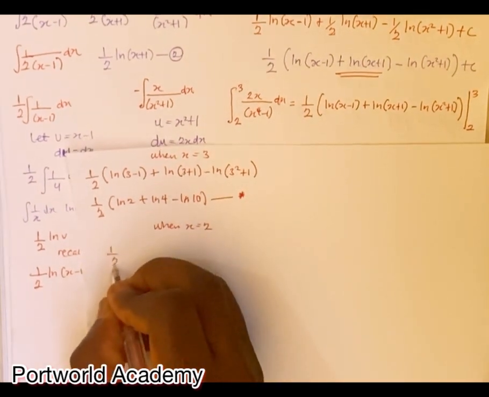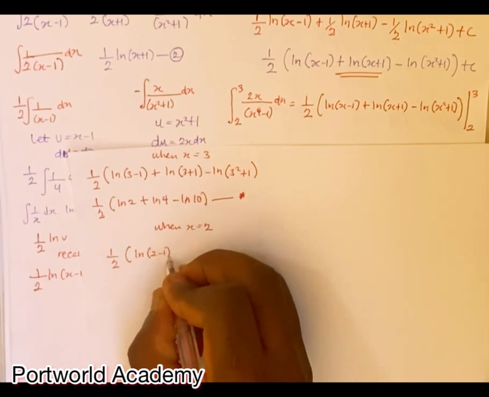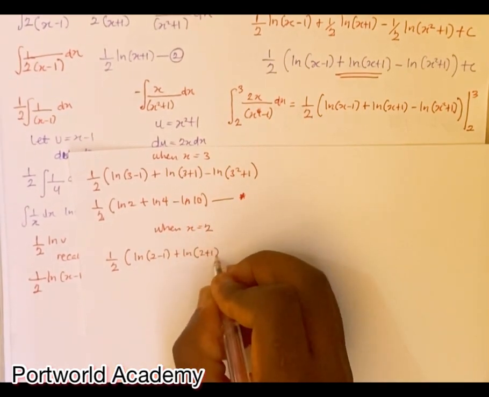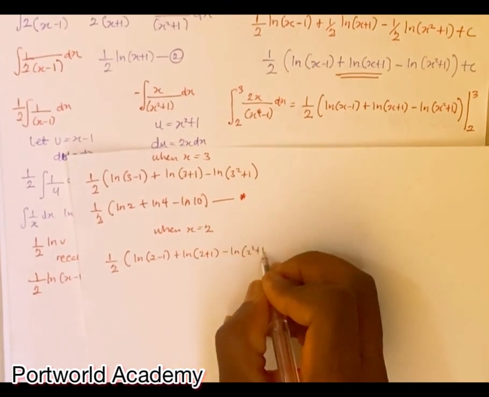Now I'm going to put it there. I'm going to have 1 over 2 into brackets natural log of 2 minus 1, then plus natural log of 2 plus 1, then minus natural log of 2 squared plus 1, right?